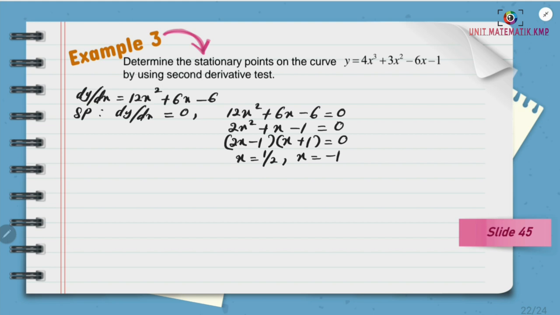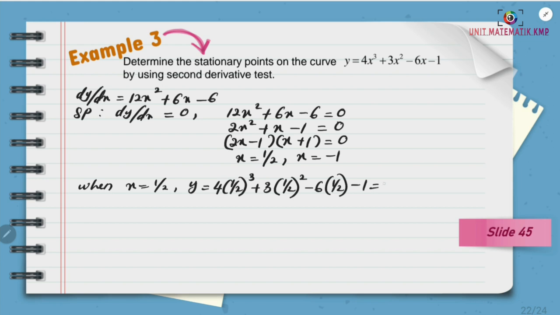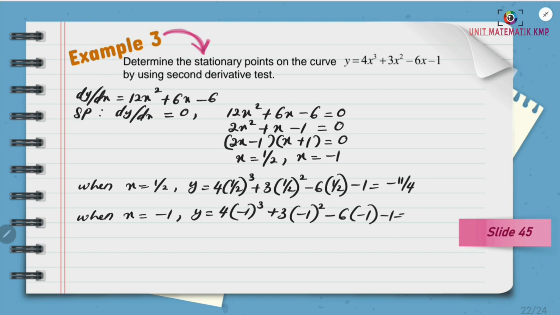Next, to find the value of y, when x equal to 1 over 2, y equal to 4 times (1 over 2) power 3 plus 3 times (1 over 2) squared minus 6 times 1 over 2 minus 1, which is equal to negative 11 over 4. Next, when x is equal to negative 1, y equal to 4 times negative 1 power 3 plus 3 times negative 1 squared minus 6 times negative 1 minus 1, which is equal to 4.